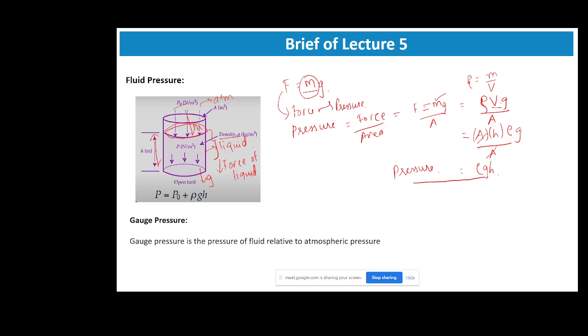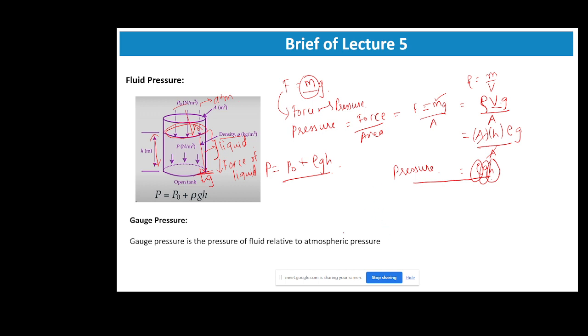So this much amount of pressure is equal to rho, the density of the fluid, into g, the gravitational acceleration, into h, the height of the liquid column present in this system. That much pressure is due to the liquid. Now the total pressure at this point will be P equals P naught, this much pressure, plus the pressure due to the liquid, that is rho g h. So this is the pressure acting at the bottom of the tank.